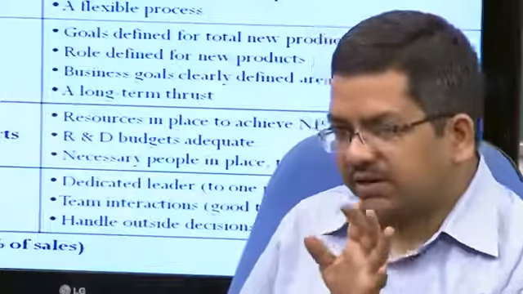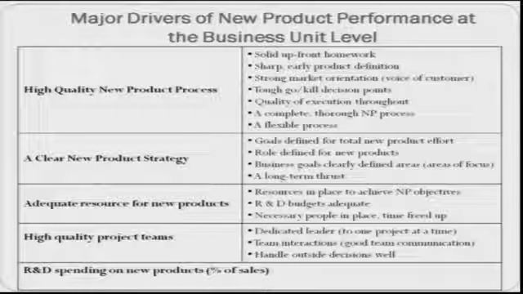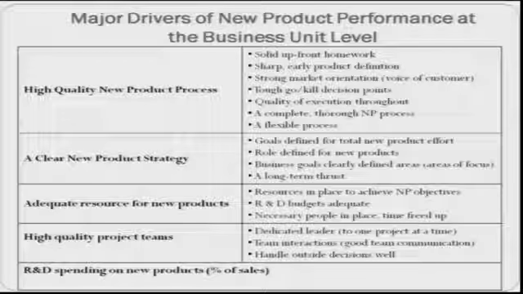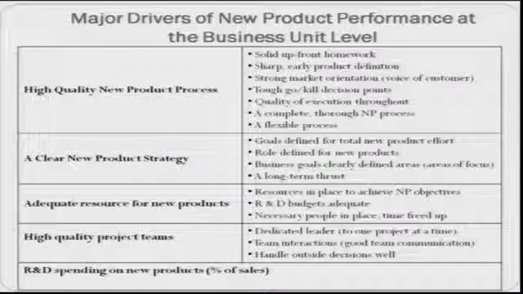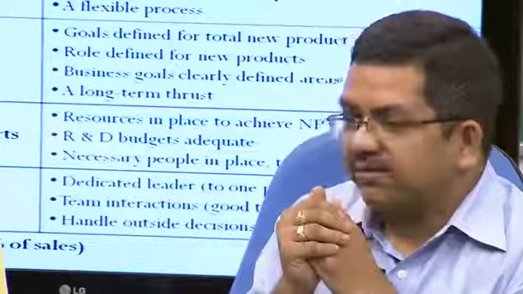So I think it is important that while we understand what this stage gate system is, at the same time we also understand what its limitations are, so that you are able to manage the process better. So, the next factor that comes into the picture is a clear new product strategy, which is about being clear at the business level about the goals for the new product that you are going to bring to the market.